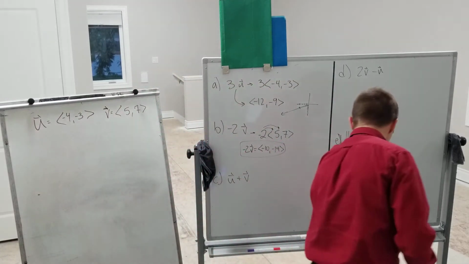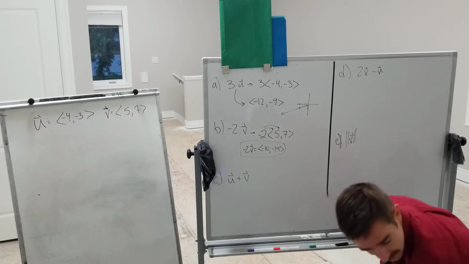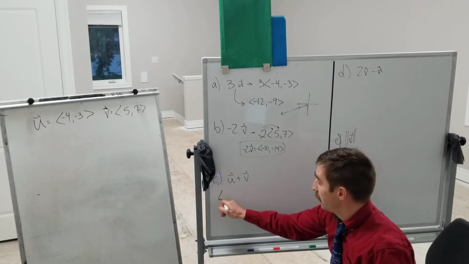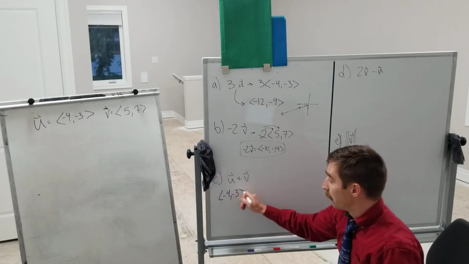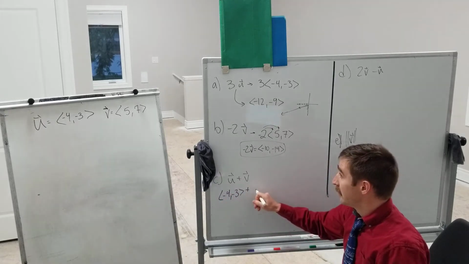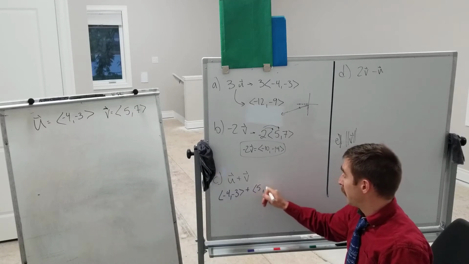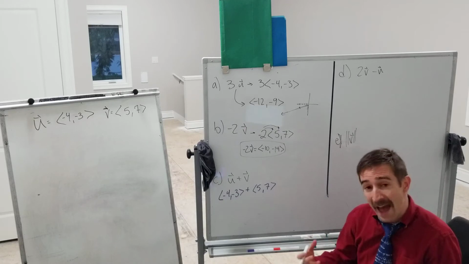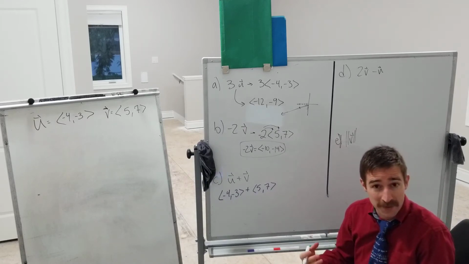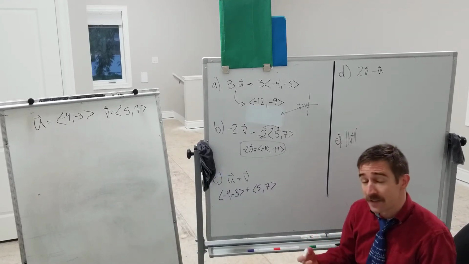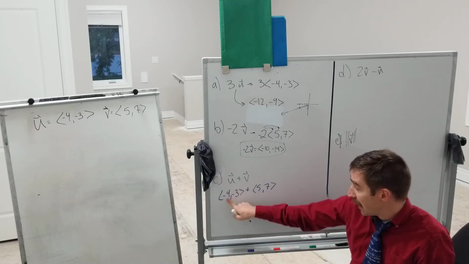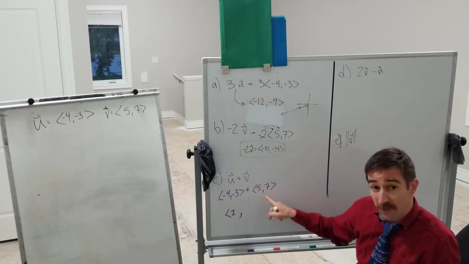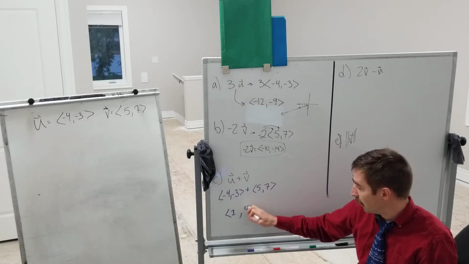All right, if I have u plus v right here, that's the next one. U plus v, we have -4, -3 plus 5, 7. What's happening here is we're just going to add the components together. We're going to add the x parts together, we're going to add the y parts together. This is algebraically how we do it. So -4 plus 5 is 1. -3 plus 7 is 4, 1, 4.